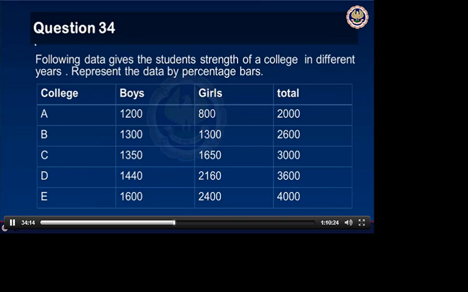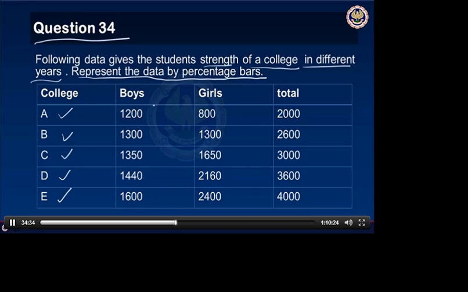So we'll now solve another question, question number 34. The following data gives the student strength of a college in different years. Represent the data by percentage bars. So we'll make percentage bars out of this data. There are various colleges: College A, College B, College C, College D, and College E. In College A, we have 1,200 boys and 800 girls, and the total strength of the students is 2,000.